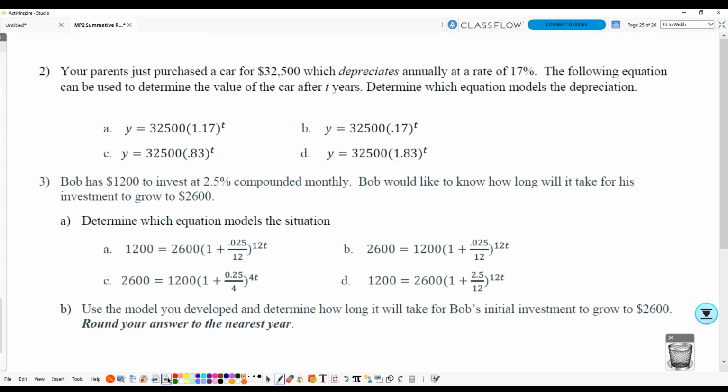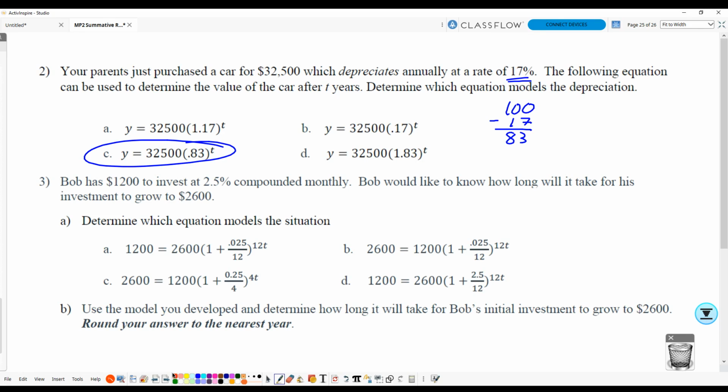Okay, your parents just purchased a car for $32,500 and it depreciates. It loses 17% of its value. So 100% minus 17%, that means it keeps 83% of its value. So right there, we found the base is 0.83. That is our answer. We should read the rest of the question to make sure we've got it right, but the amount of money it was worth in the beginning times 0.83 to the exponent.